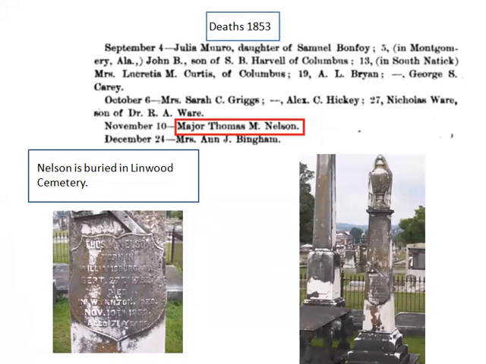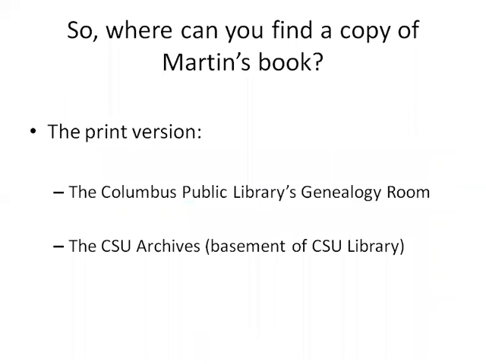And then we have the deaths. Here on November the 10th in 1843, the death of Major Thomas M. Nelson. Nelson had three daughters, all of whom married well. One married a druggist named Robert Carter, and Robert Carter donated his books and Major Nelson's books to the First Columbus Public Library. That was the beginning of their collection. So it has all this good stuff in it.